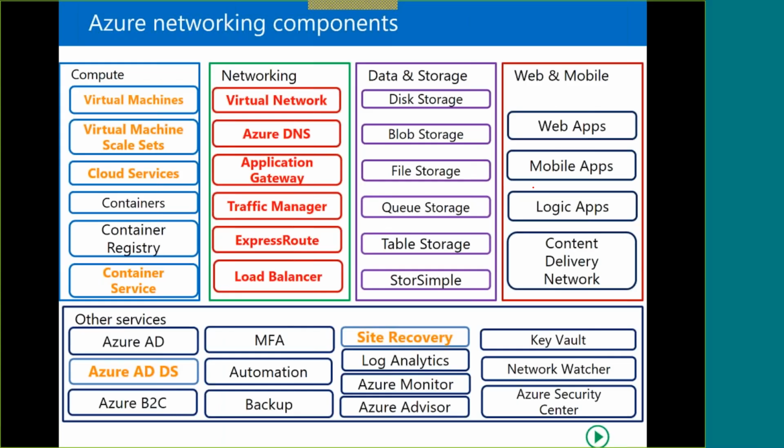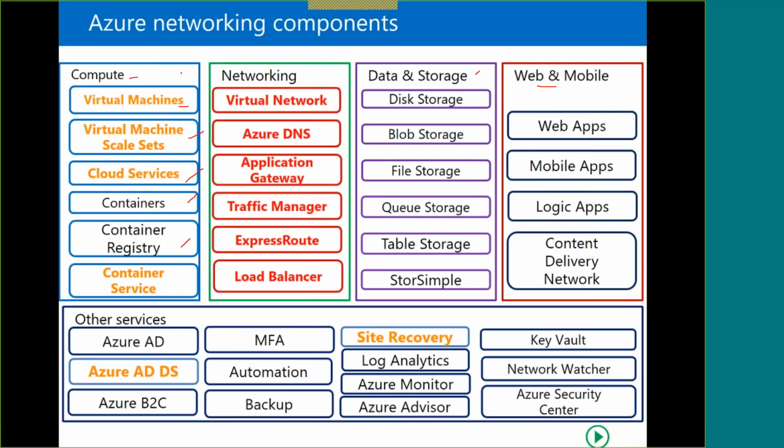If you look at the different components that are there, you have compute components. In compute you have virtual machine scale sets, cloud services, containers, container registries, and in the virtual networking area you have VNets, Azure DNS, application gateway, traffic manager, data and storage, web and mobile, Azure AD DS, B2C, MFA. Lots of things are there, nearly 100 plus services. We're going to cover most of the major services.